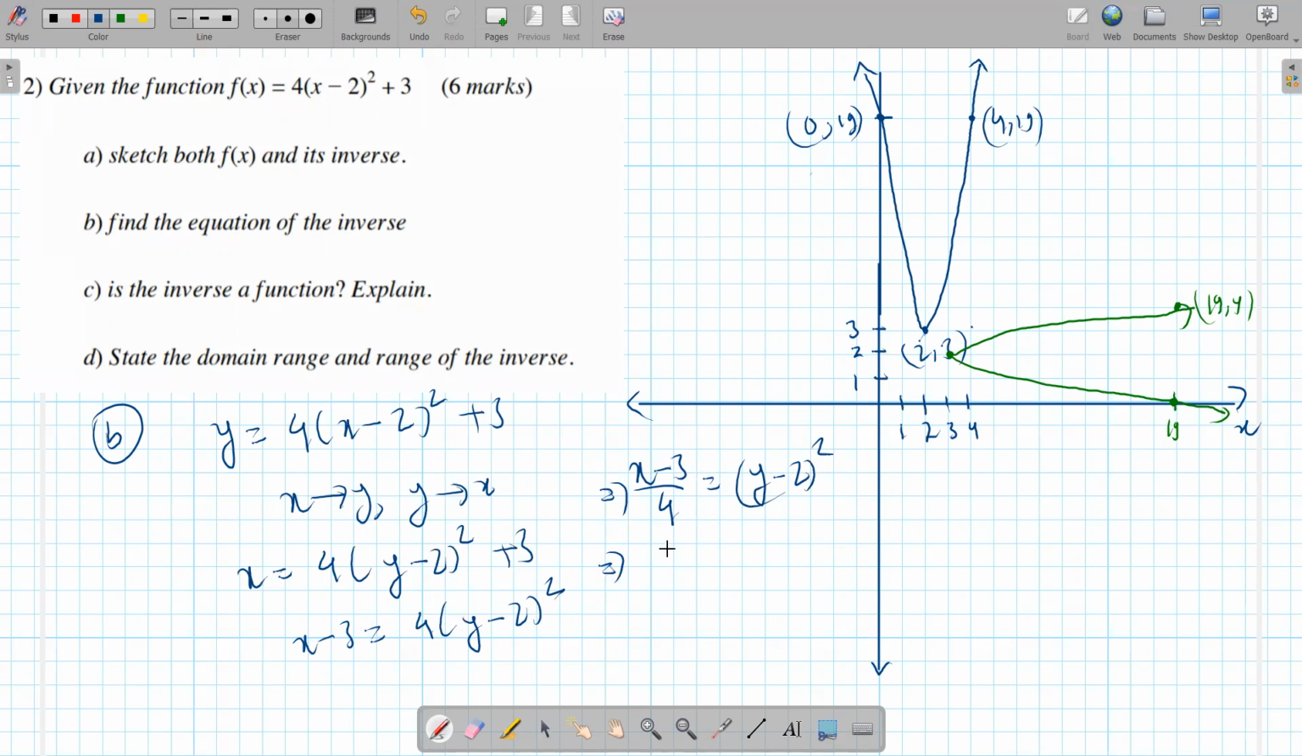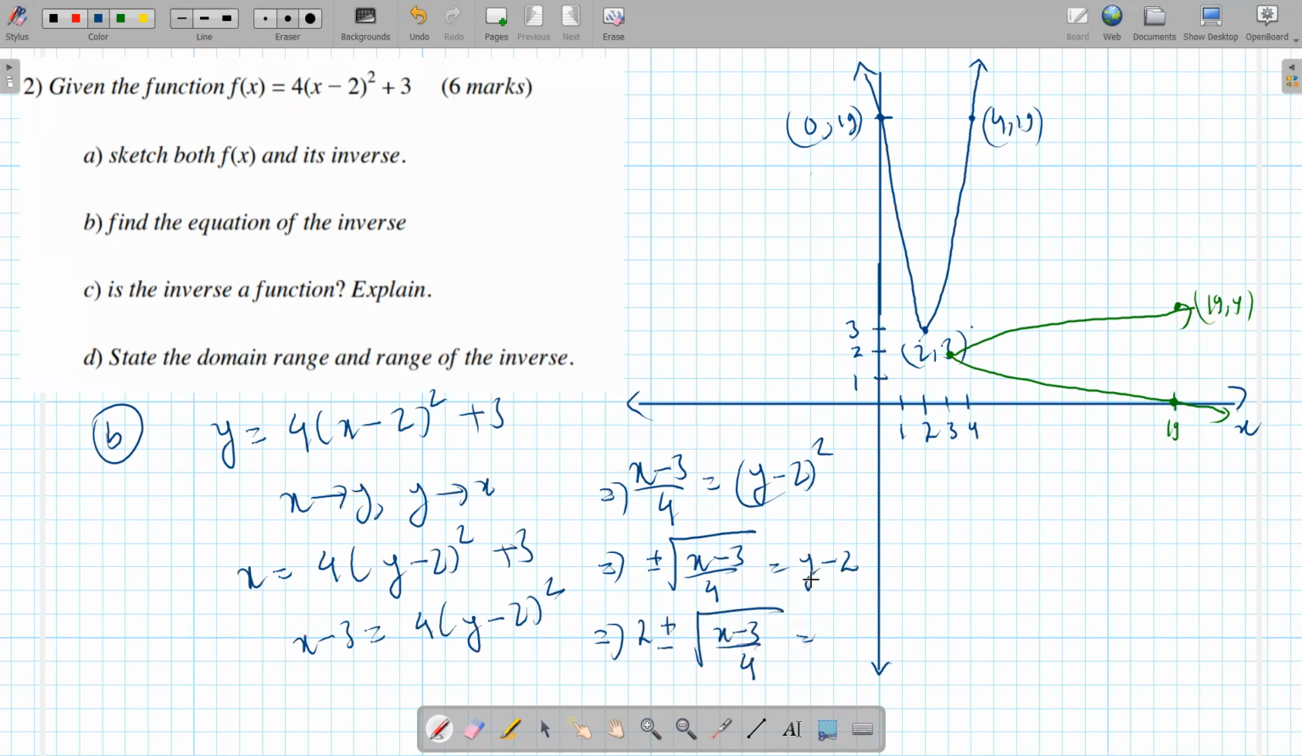Again, now at this level, remember the root of anything is plus or minus. So we're going to square root both sides. On the right side, the root is going to cancel out with the squared. So we're just going to be left with y minus 2, and then plus 2. Exactly. And then the plus 2, you can move it right here: y equals 2 plus or minus the root of x minus 3 over 4.